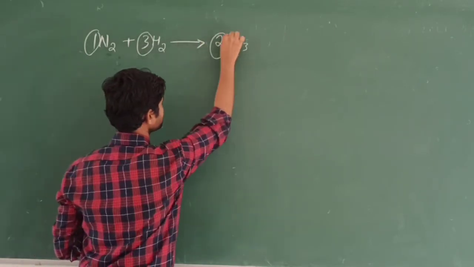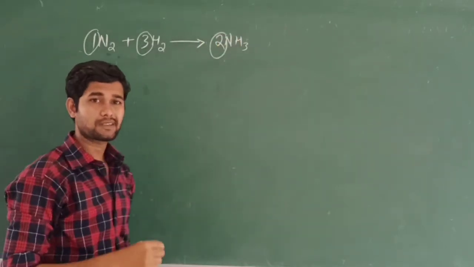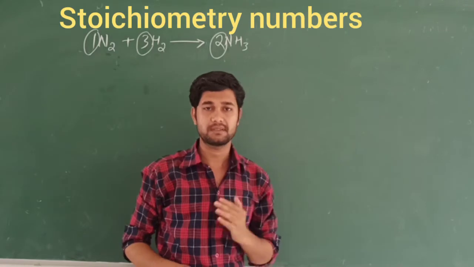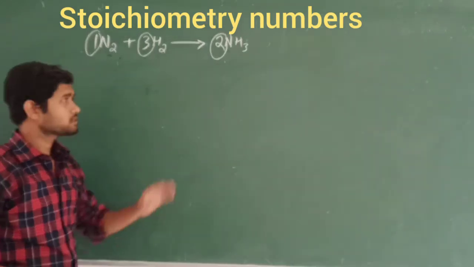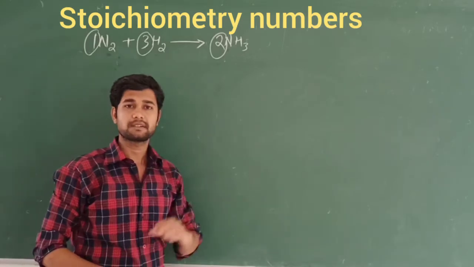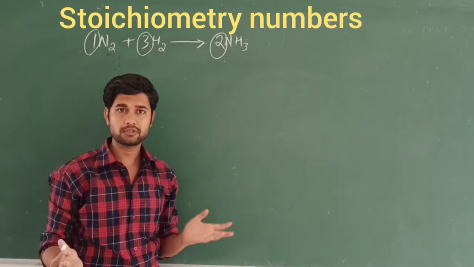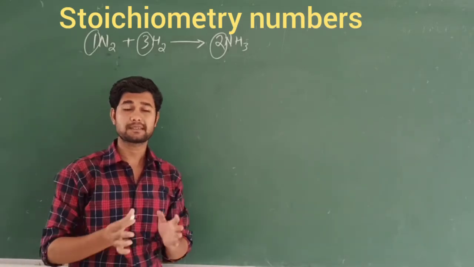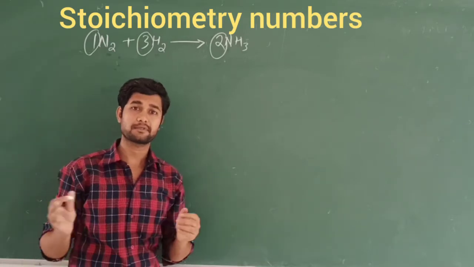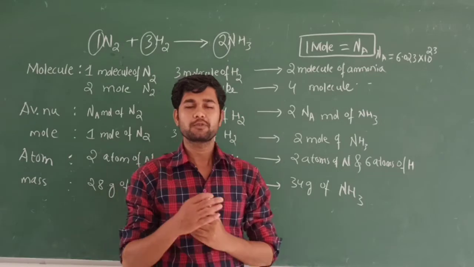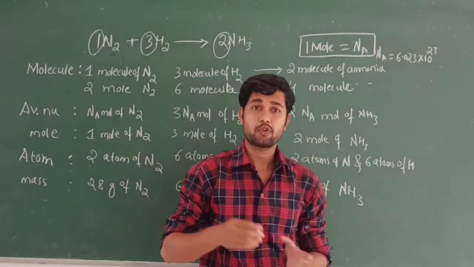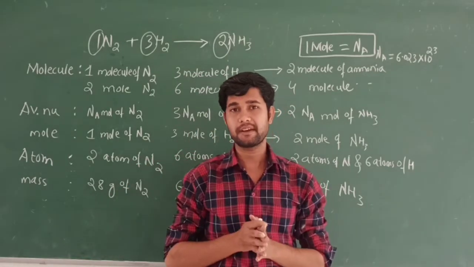So what are these numbers? These numbers I am going to call stoichiometric numbers. According to the definition, stoichiometric numbers are the numbers of the molecules which participate in various types of chemical reactions. So let me show you how to represent the stoichiometry in many different ways.